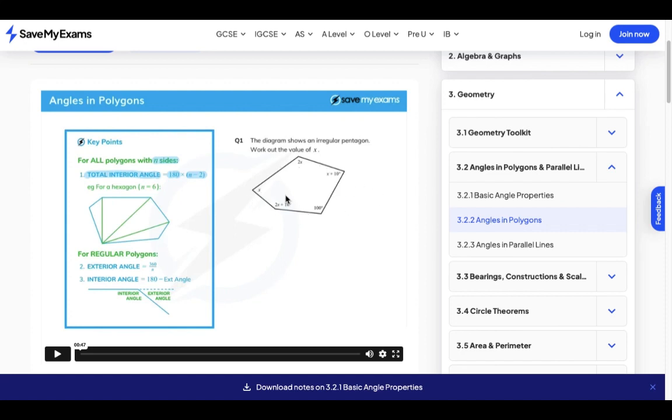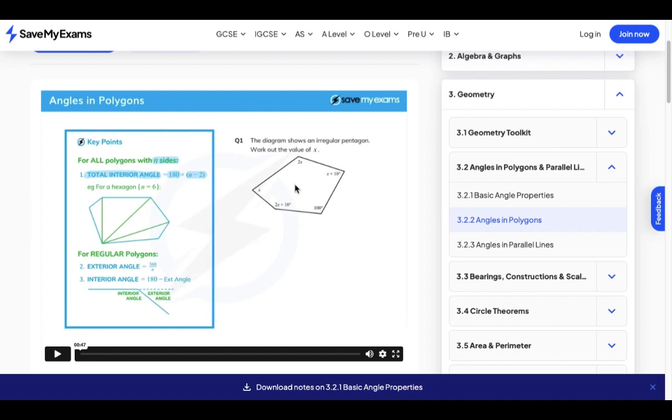So this is the sum of a polygon with 5 sides. It's not 360. So we must find the sum of a pentagon, because this is called a pentagon. This is not a quadrilateral. Quadrilateral is 360. So this is not a quadrilateral, so we must find the sum of this polygon.